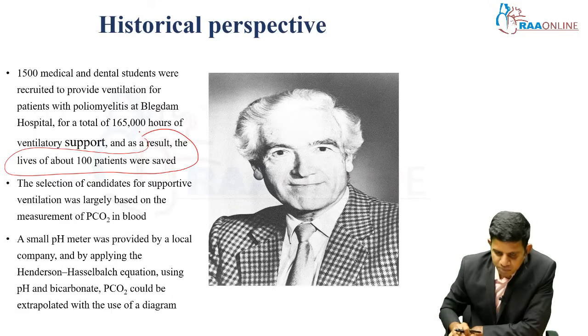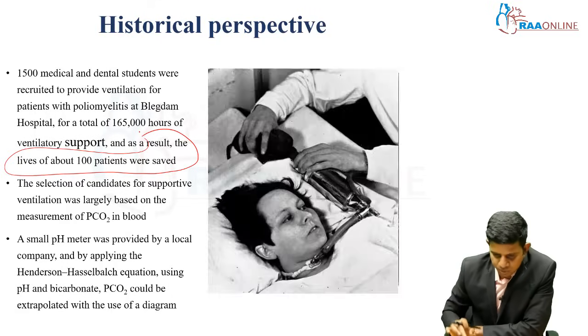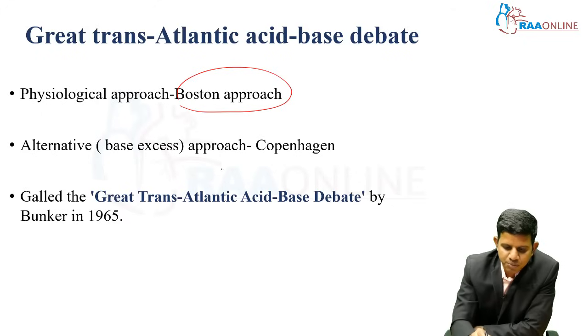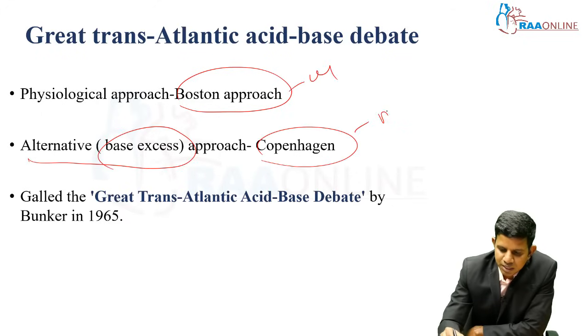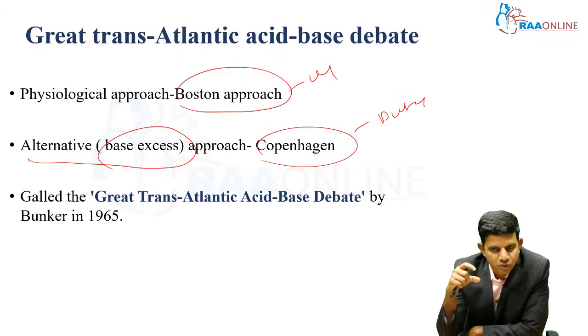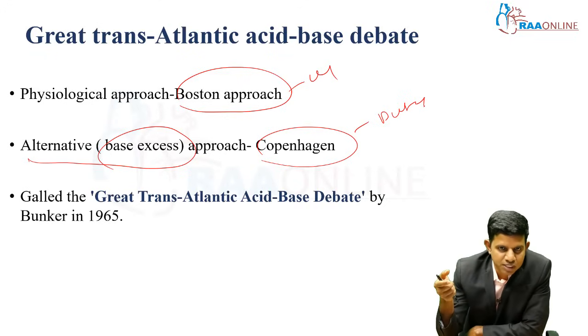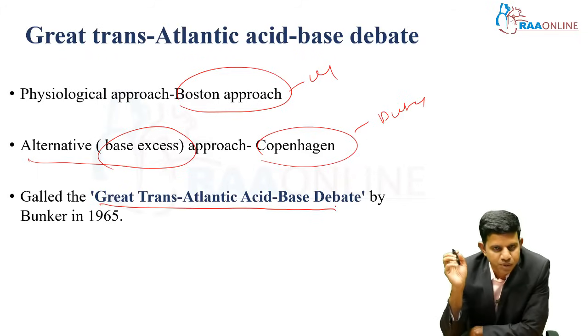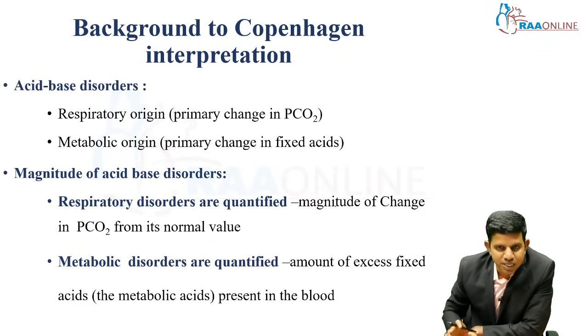Before using the base excess approach, we should know about the Copenhagen approach. Two approaches are very common. One is the physiological approach, which we call the Boston approach. The second is the alternative base excess approach, the Copenhagen approach, which is the Danish group versus the US-based group. The Copenhagen group used to criticize the physiological approach, and the Boston group used to criticize the base excess approach. This criticism is called the Great Transatlantic Acid-Base Debate. Why did they criticize each other?